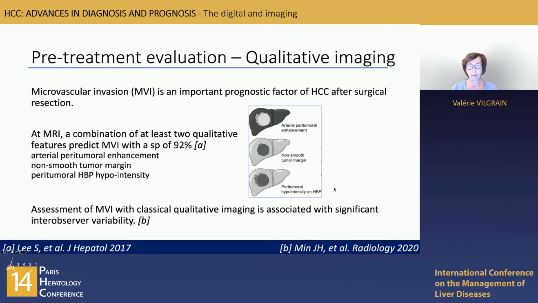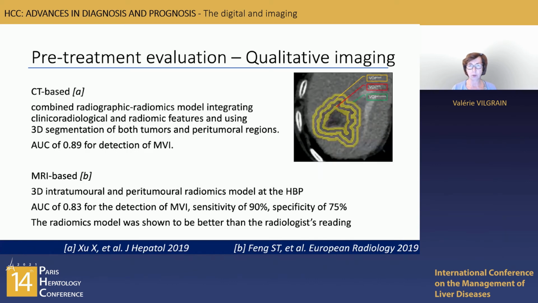If we see at least two of these features, we could predict microvascular invasion with a high level of specificity. The problem is that there is significant inter-observer variability. So can we use quantitative data to solve the problem?